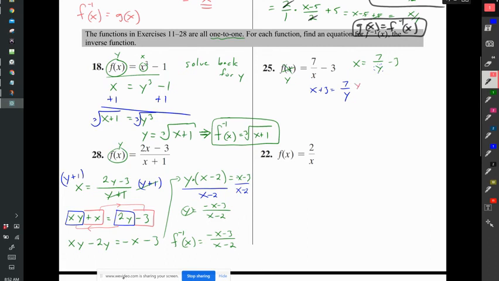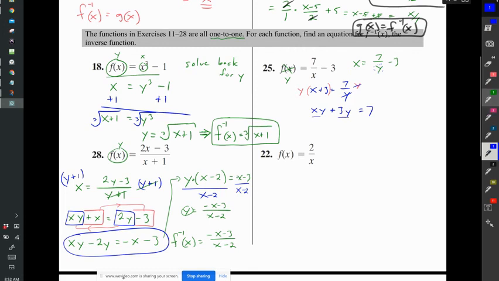So I'm going to multiply both sides by y. This is grouped on the left, so be careful. That's going to leave me with xy plus 3y equaling 7. And notice the similarities here. We're essentially doing the same thing as we had right there. We've got two terms, both have a y variable.